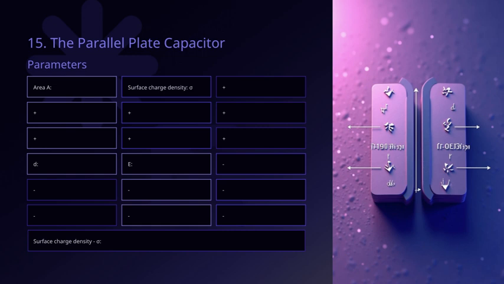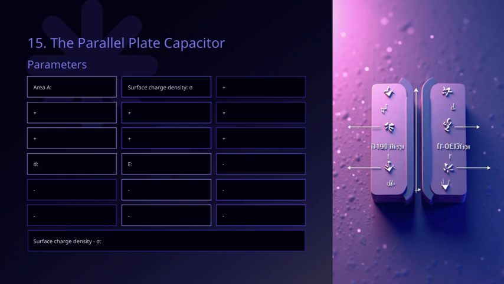Now, moving on, we see the symbol E, which represents the electric field created between the plates. This field is directly related to the surface charge density. Higher sigma means a stronger electric field. The direction of E is from the positive to the negative plate, which makes sense because that's the direction a positive test charge would move.